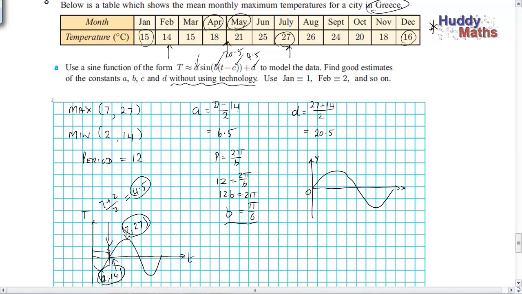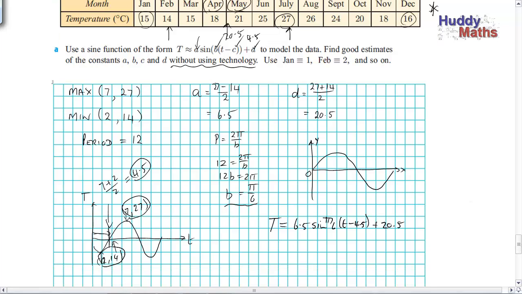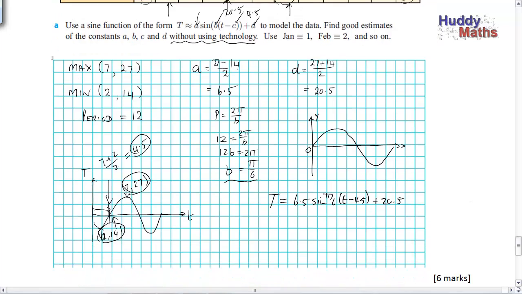So what's our final model? Let's write it down now. T is 6.5 sine, B was pi on 6, T take 4.5, plus D, I'll find it up there, mate, is 20.5. A lot of work here, but I'm going to pay you 6 marks for it. So you still got to keep your wits about you with this, because it's a fair bit of work for only 7 minutes. Okay, so let's mark it now. You were asked to find the values, so you're going to get 1 for each of these values. 1, 2, 3.